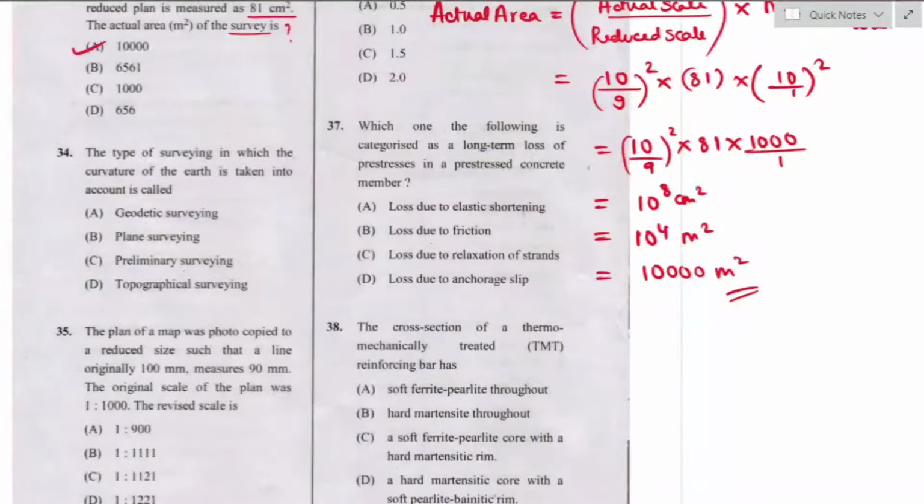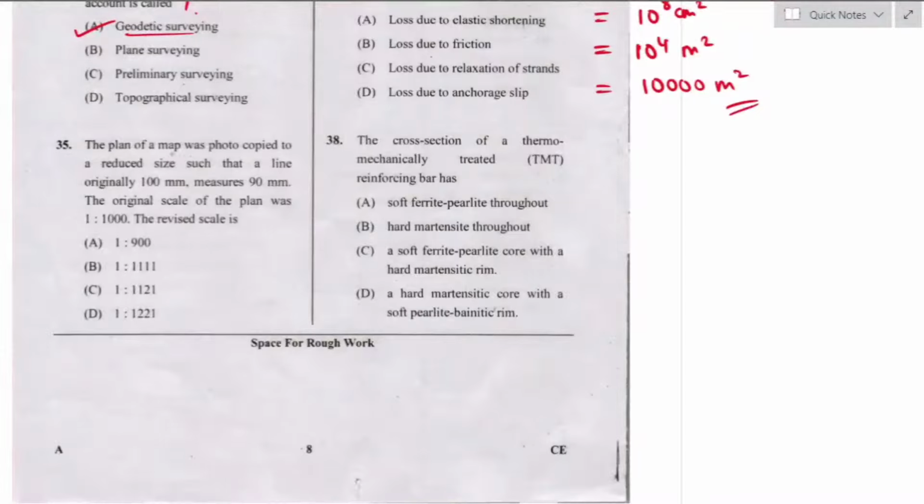Question number 34. The type of surveying in which curvature of the earth is taken into account is called. When the true shape of the earth, that is curvature of the earth, is considered while taking the measurements, such types of surveys are called geodetic survey. Option A is the right answer. In this type of survey, all the lines lying on the surface are curved lines and they form spherical triangles.